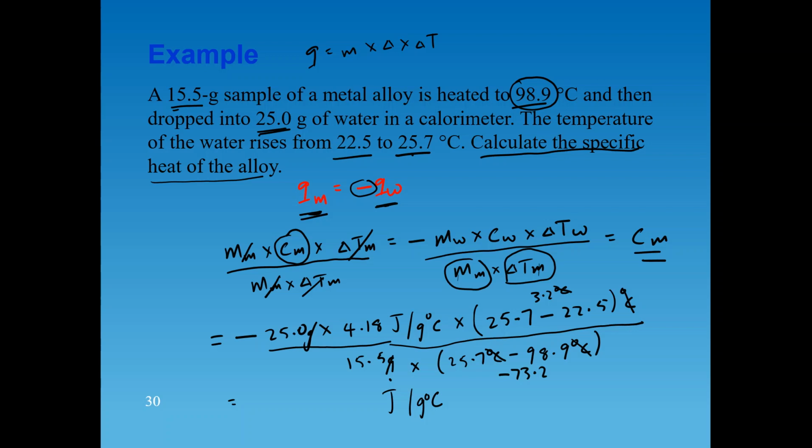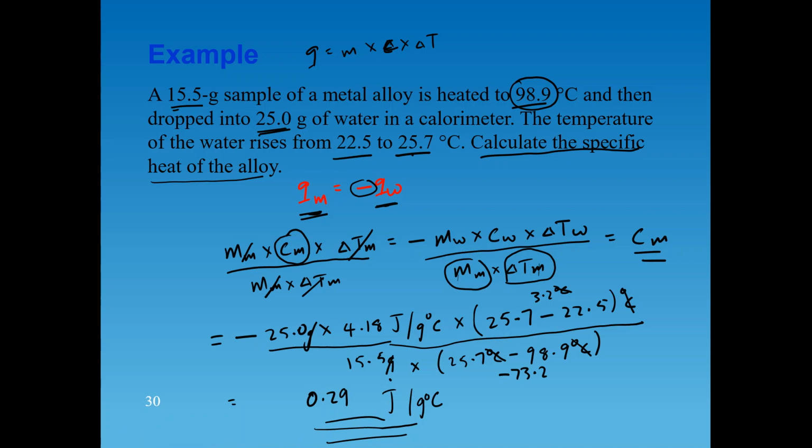So the answer I got, and we'd have to round off the answer to 2 sig figs, is 0.29 joules per gram degree Celsius. Okay, so that's basically how we use the equation Q equals n times C times delta T. This should be m here, times C, times delta T. That's how we use that equation to solve for the specific heat of the metal alloy in this particular question.